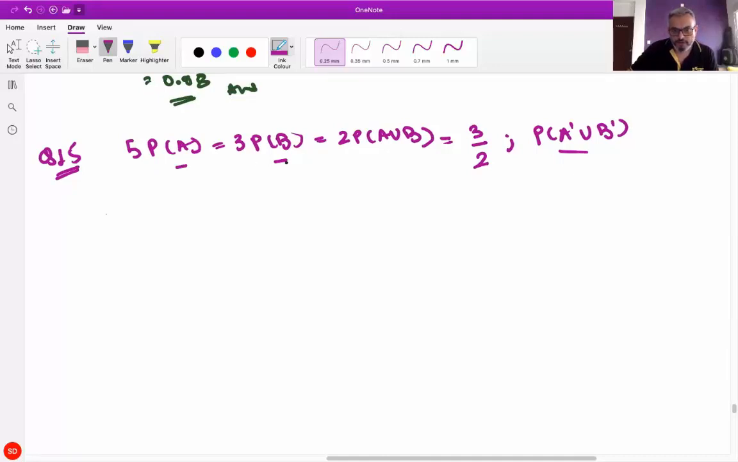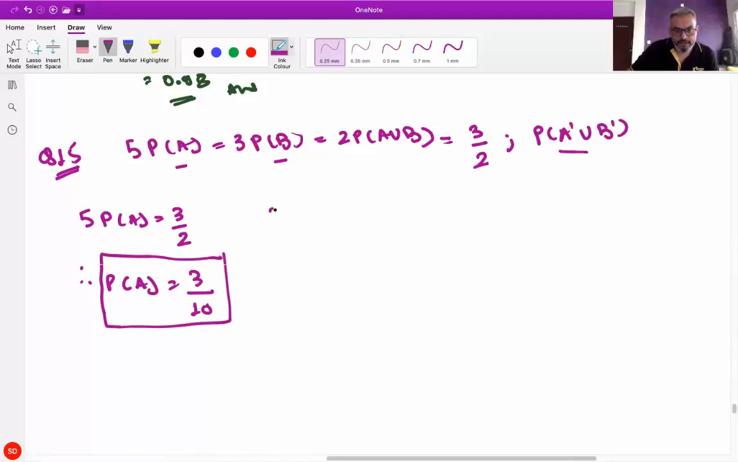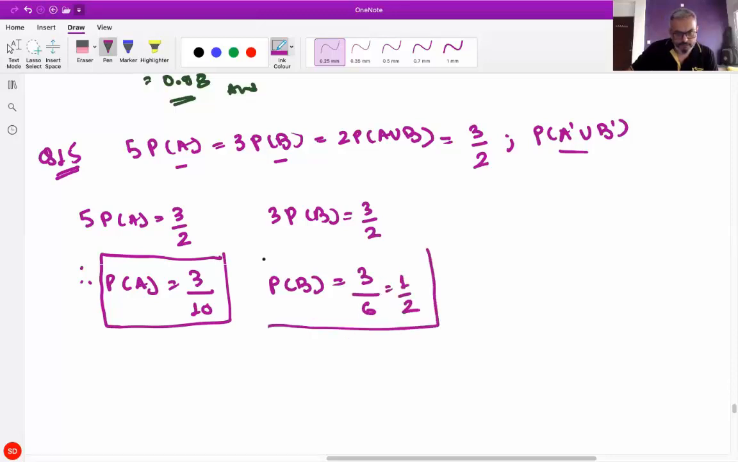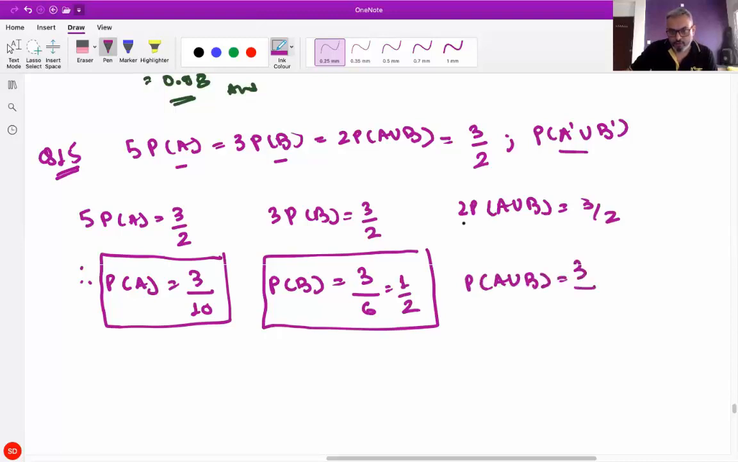Now 5 P of A is equal to 3 P of B is equal to 2 P of A union B is 3 by 2. So we say this, 5 P of A is equal to 3 by 2. Therefore P of A is equal to 3 upon 5 twos are 10. So we get P of A. Then 3 P of B is equal to 3 by 2. So P of B is equal to 3 by 3 twos are 6, which is equal to 1 by 2. And 2 P of A union B is equal to 3 by 2. So P of A union B is 3 by 2 twos are 4.